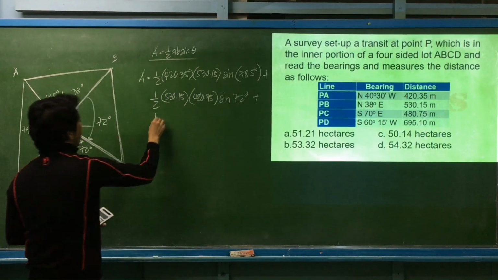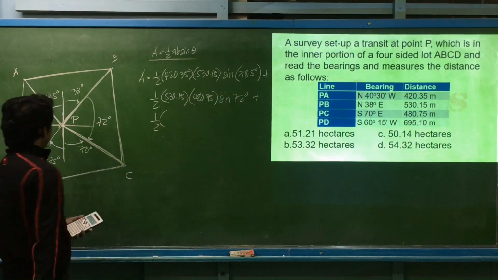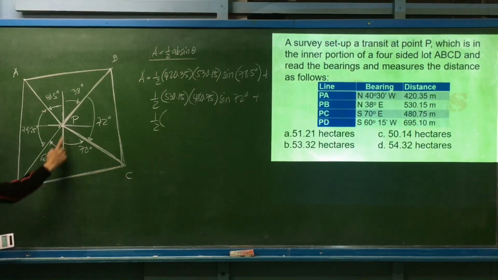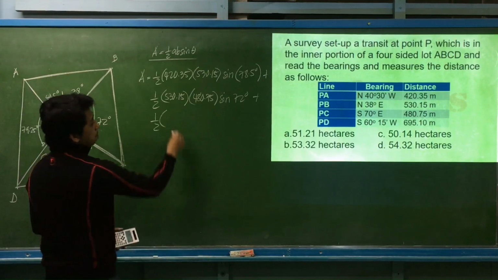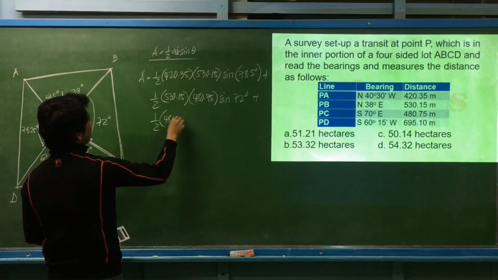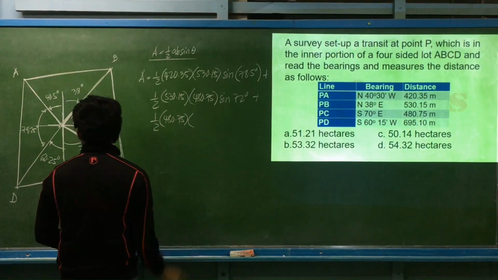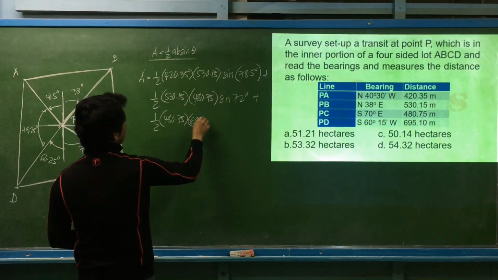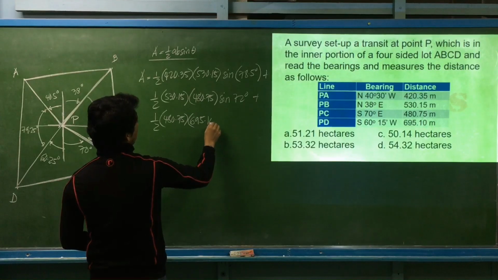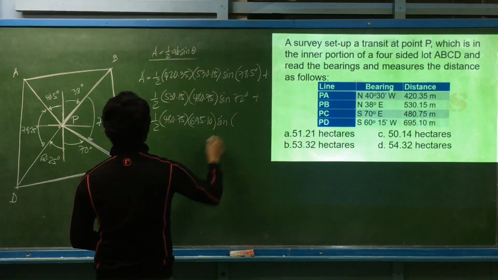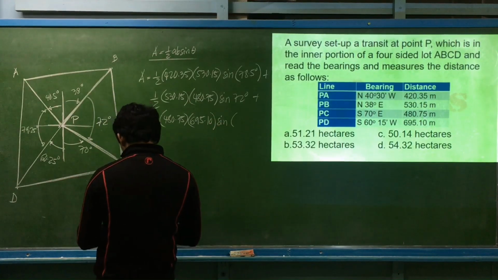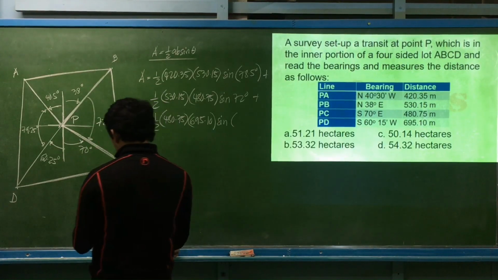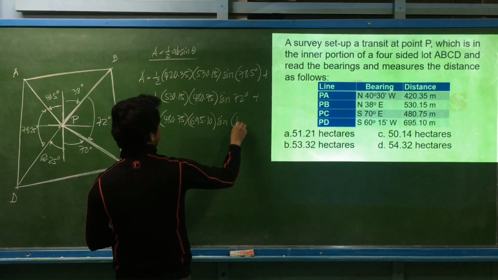Okay, plus 1/2. This is for the triangle between C and D. What is the distance P to C? P to C is equal to 480.75. What is the distance from P to D? P to D is equal to 695.10. Sine, what is this angle? We have 60.25 plus 70, that is equal to 130.25.